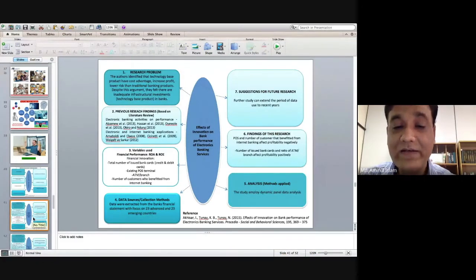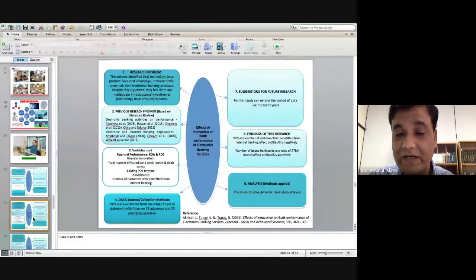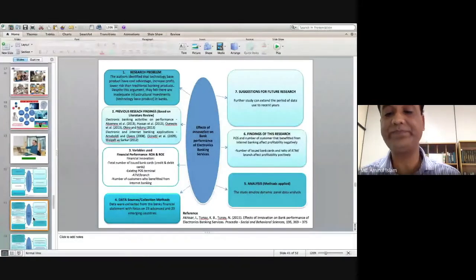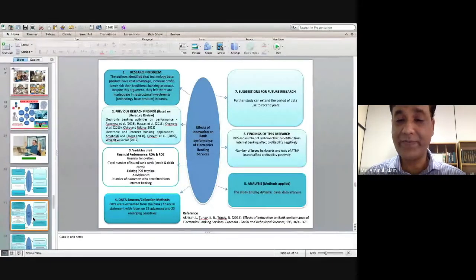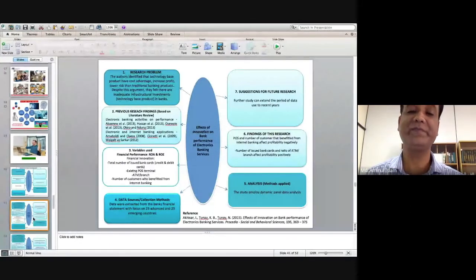This is one paper, written by Akisa et al., 2015. The paper title was Effect of Innovation on Bank Performance of Electronic Bank Services, and it is from the Social and Behavioral Sciences journal. And how many pages long was this paper? It was a 16-page paper, but I have summarized it into 1 page. Okay, one of my PhD students, Dr. Ulu Washei, helped me to do this slide, the presentation for today.